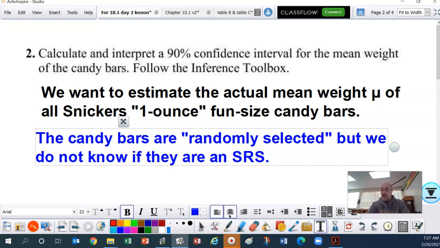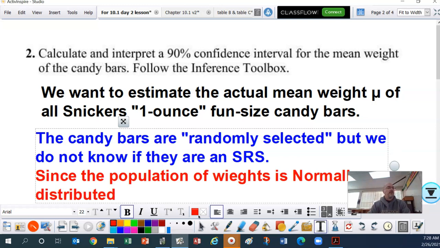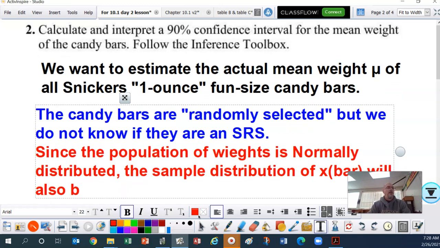All right. The next thing is normality. Since the population of weights is normally distributed, the sampling distribution of X bar will also be approximately normal. I'm going to write it this way because I can't put the bar above it.